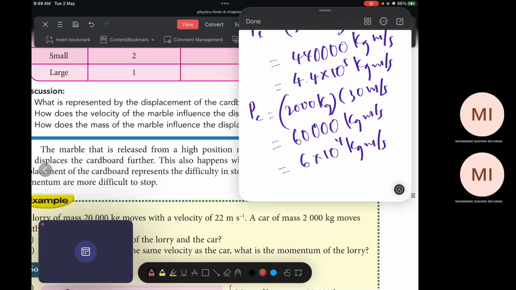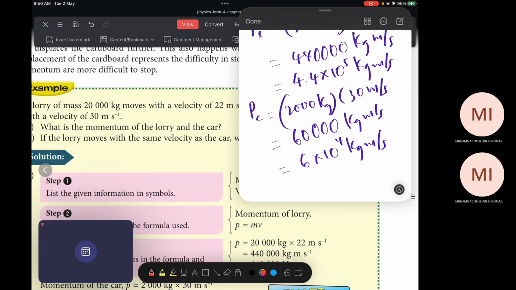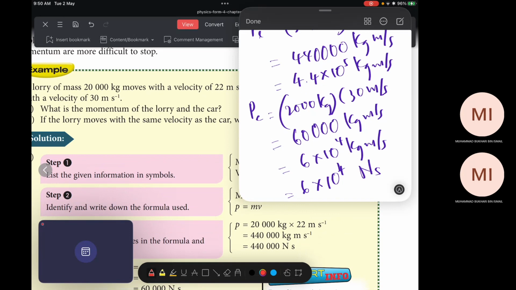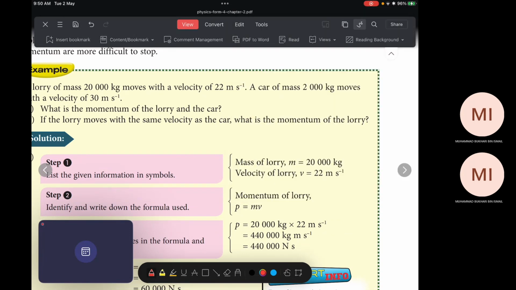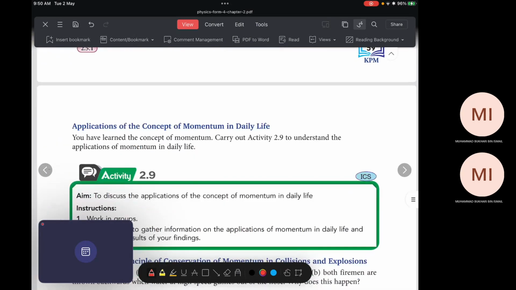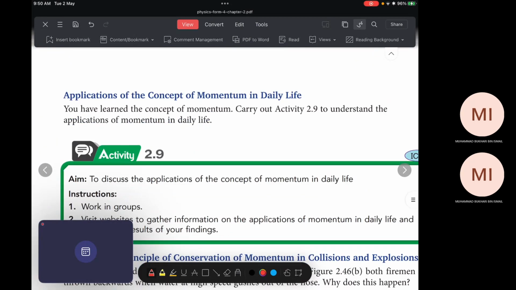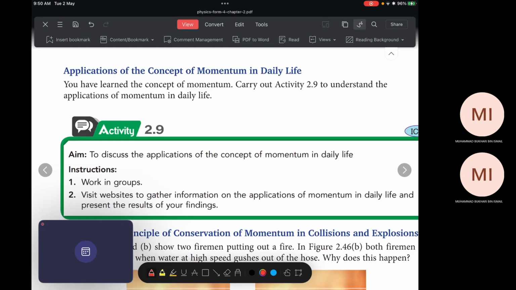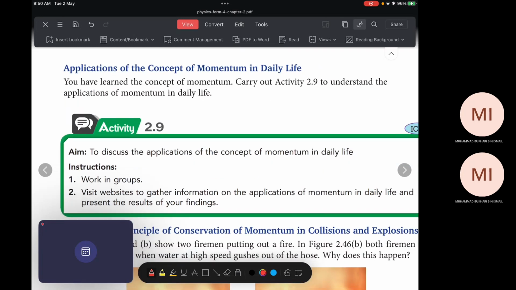Okay, satu lagi kita kena tahu kat sini, we must know that another unit for momentum ialah Newton second. Macam mana dapat ni? You can write 6 times 10 power 4 Newton second. Boleh juga tulis Newton second. Nanti kita bincang, we will discuss why you can write that unit also. Application on the concept of momentum. We can discuss later lah.